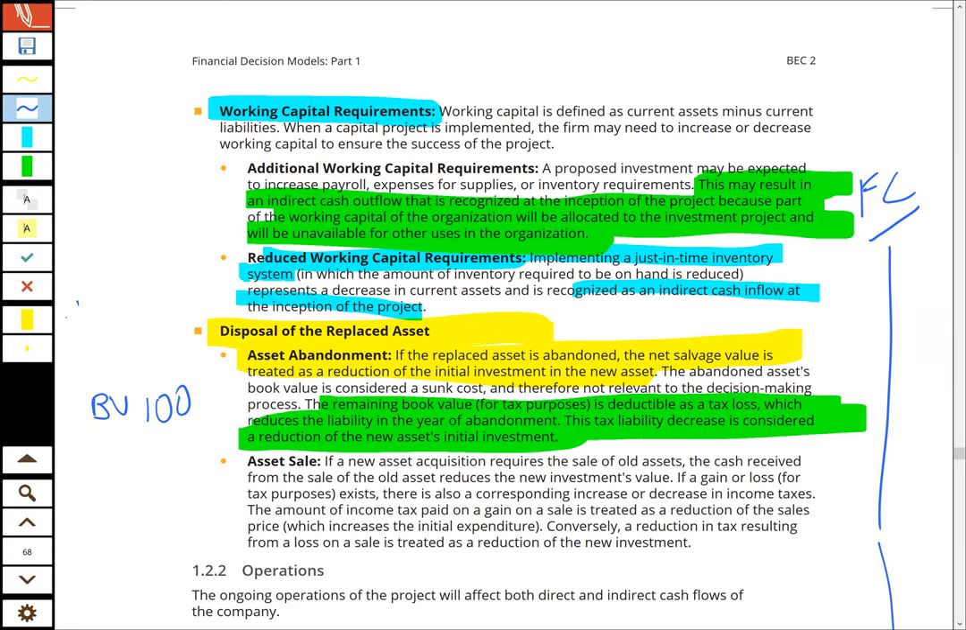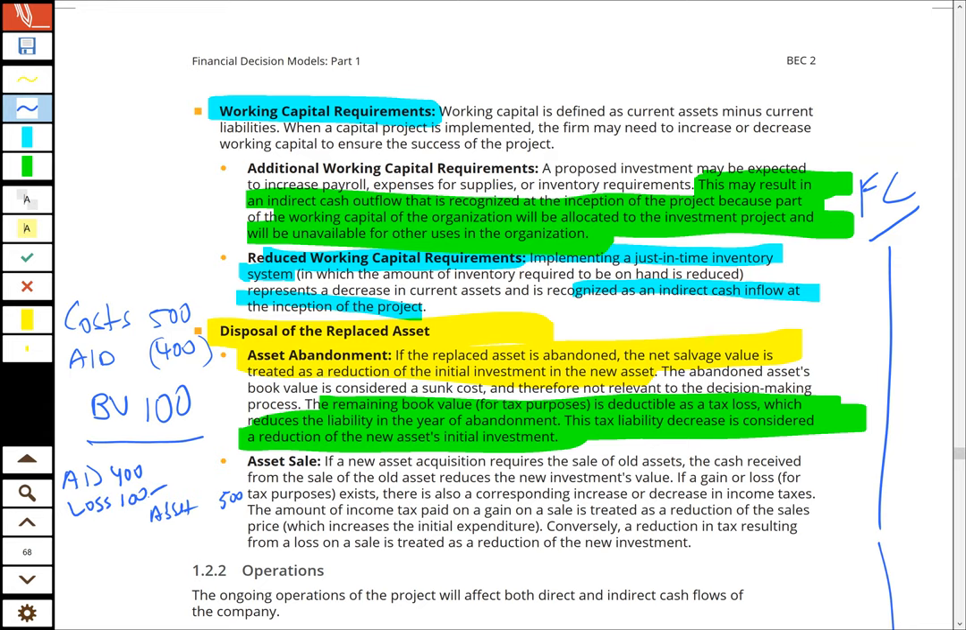I simply abandon it. So let's say the cost is 500. Accumulated depreciation is 400. So the book value is 100. Now, there's not going to be any cash associated with this because we're abandoning the asset. So when we get rid of that asset, we'll debit accumulated depreciation for 400. We'll credit the cost of the asset for 500. That's what we paid for it back when. And to make this journal entry balance, we need a loss of 100.